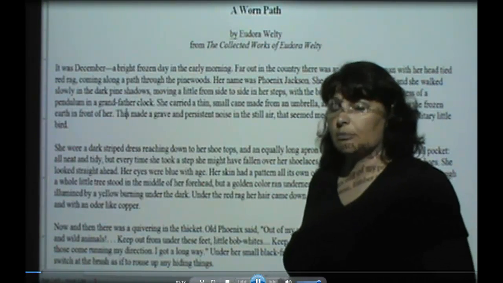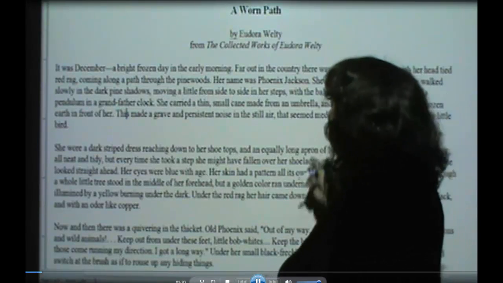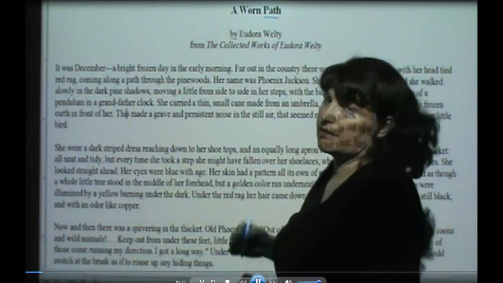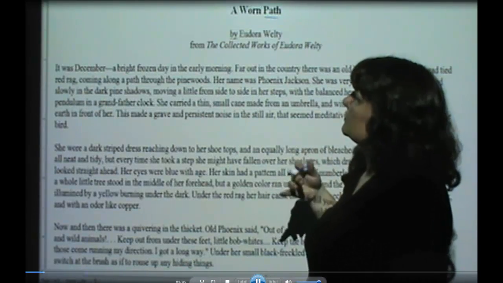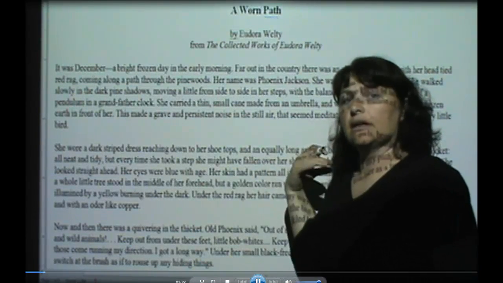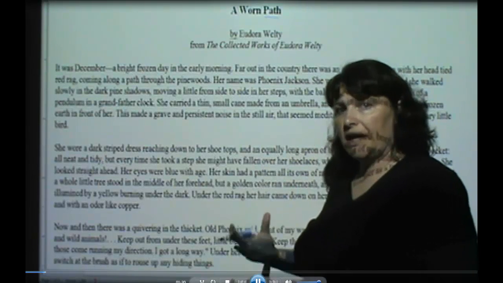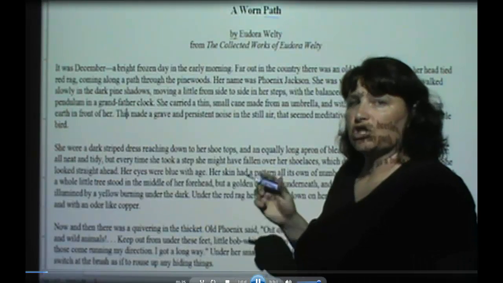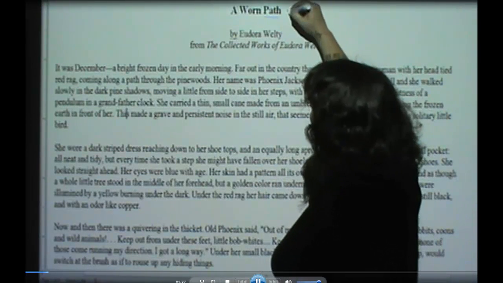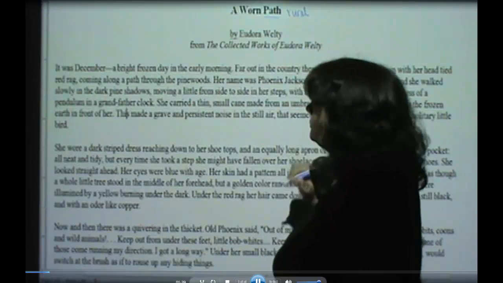The first thing I think about with this title is the term path. That's my noun. And I think to myself, she could have used road, trail, street. There are many terms that essentially are the same thing, a route we walk on. But she says path. So to me, that gives me a rural feel.